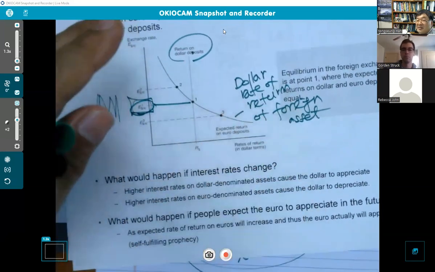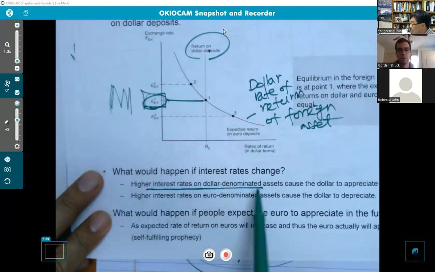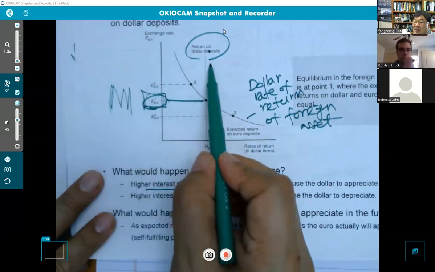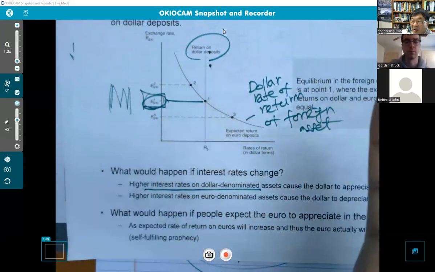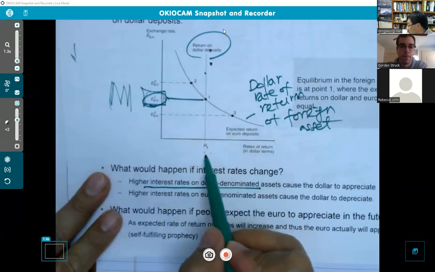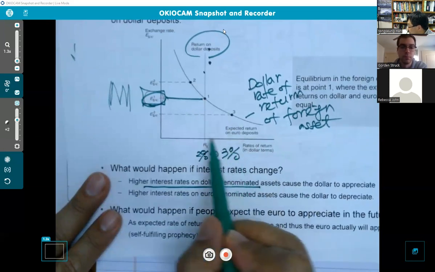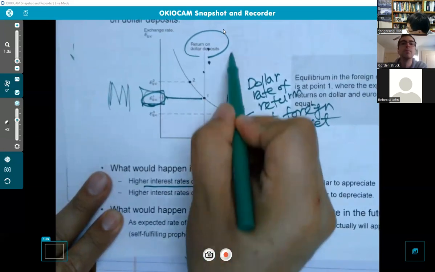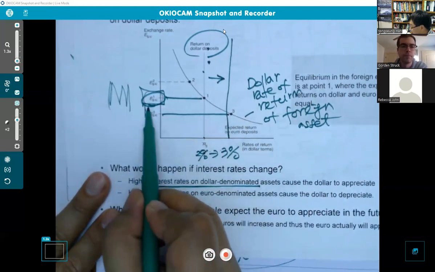There are many factors. But think about this. What if interest rate increases on domestic deposit? Let's say the Federal Reserve System increases interest rate. What happened to this? Then interest rate increases from 2% to, let's say, 3%. Then here increases. Then exchange rate will decline.